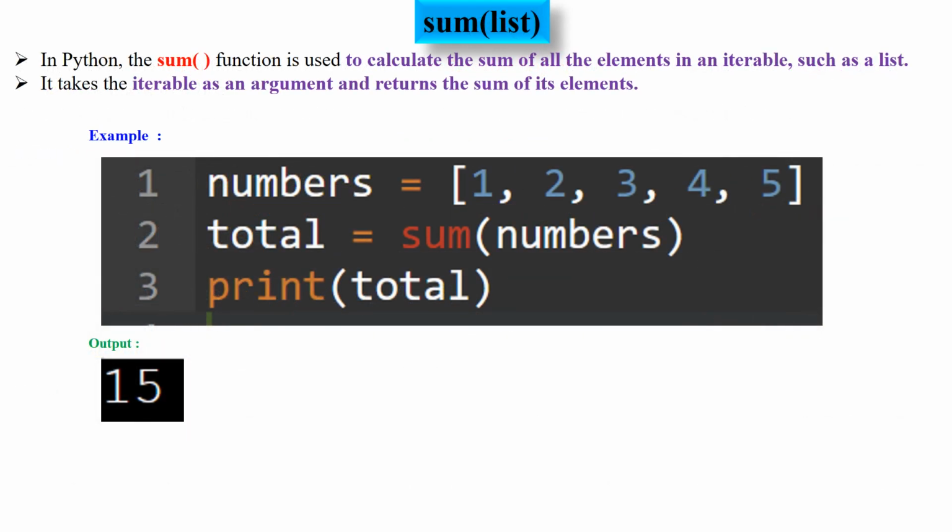In Python, the sum function is used to calculate the sum of all the elements in an iterable, such as a list. It takes the iterable as an argument and returns the sum of its elements. Revise the given example.